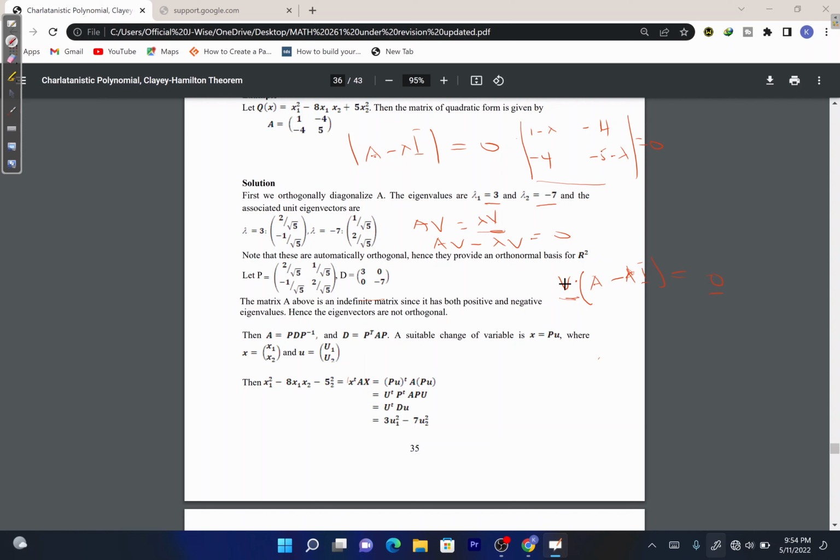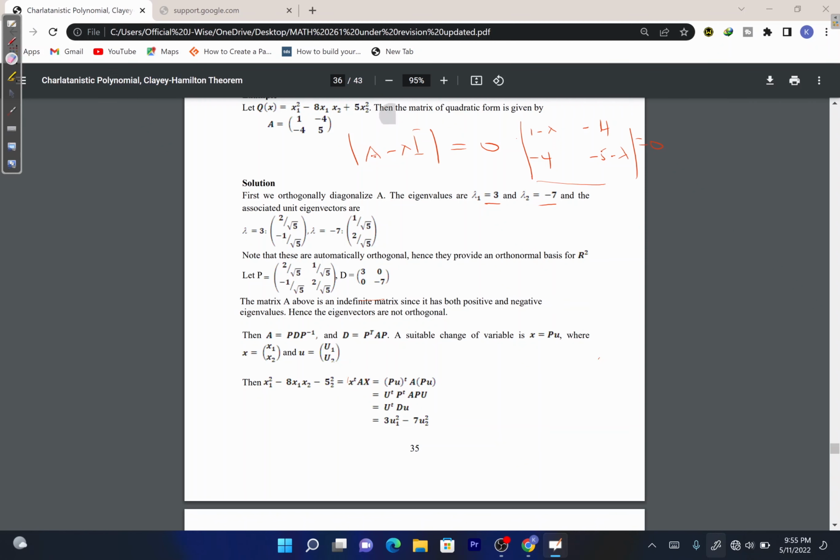Here 0 is a zero vector and v is an eigenvector. When you use this relation, you get the eigenvector of 3 is (2, -1). When you normalize it, we get 2 over root 5, negative 1 over root 5. The eigenvector of negative 7 is (1, 2). When you normalize it, you get 1 over root 5, 2 over root 5. So we generate our matrix P. The first column of P is the normalized eigenvector of 3, and the second column is the normalized eigenvector of negative 7. So we obtain our matrix P.